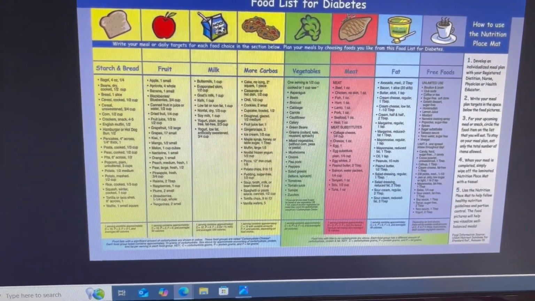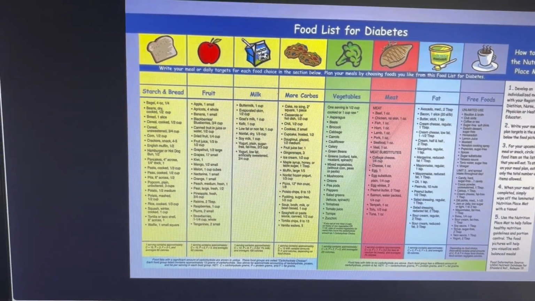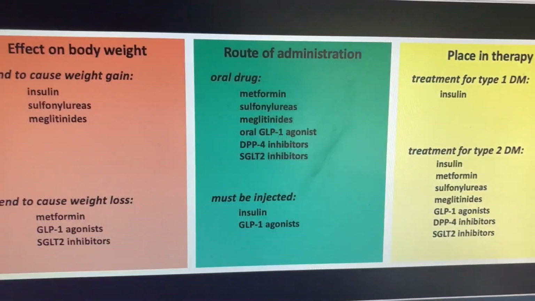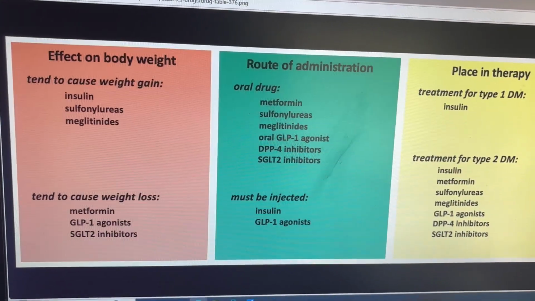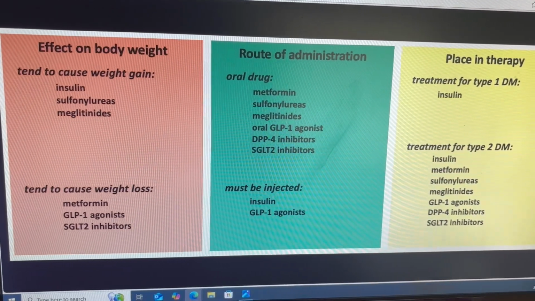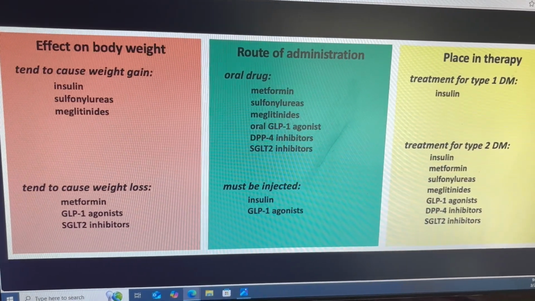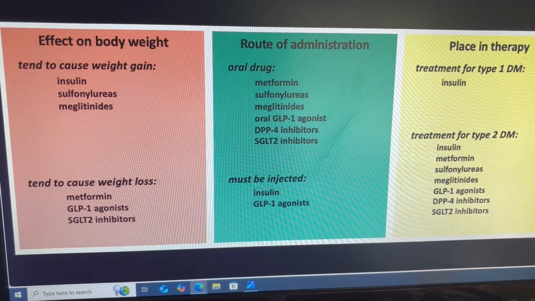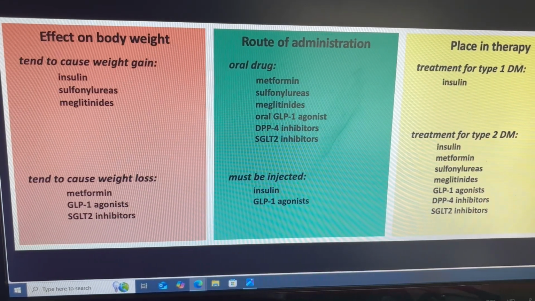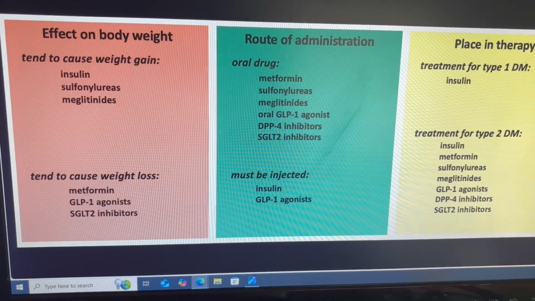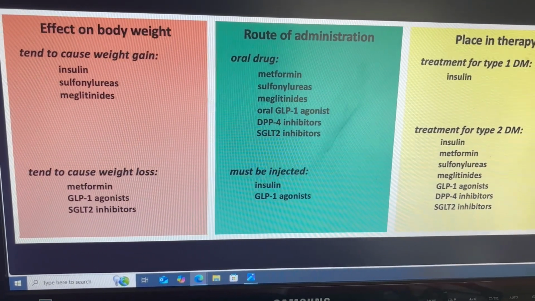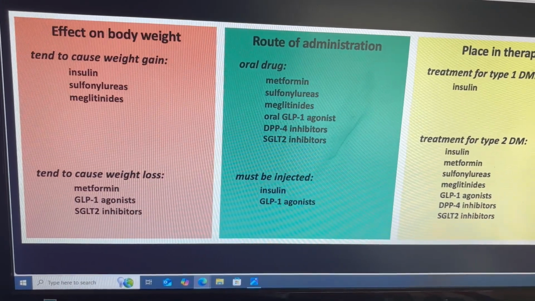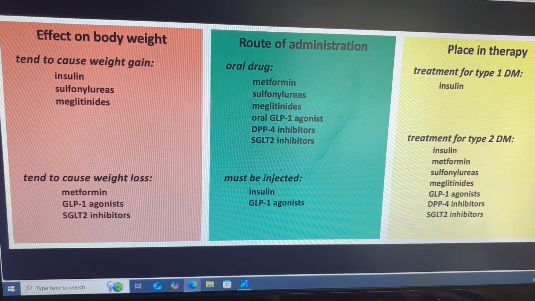Next, we discuss the types of medications, and the uses. In this pamphlet, we discuss the effect on the body weight that the diabetes has and the diabetic medication has. So insulin, sulfonylureas, and meglitinides cause weight gain, and metformin, GLP-1, and SGLT2 tend to cause weight loss.